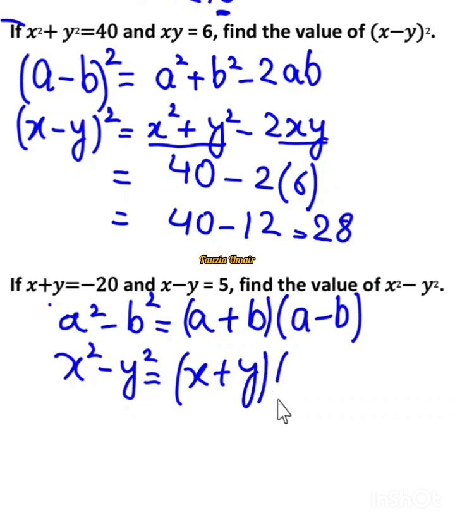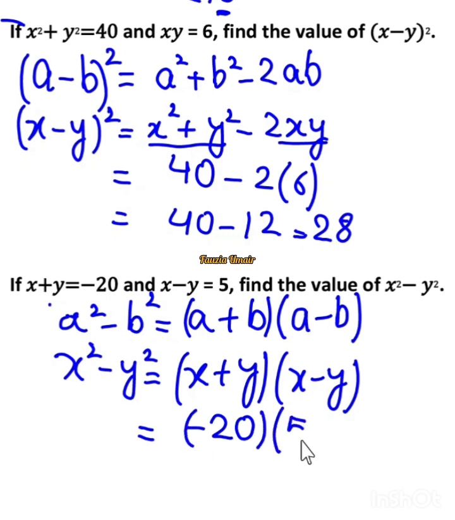So now out of these three unknown values, I know two. I know what is x plus y. I know what is x minus y. So I can easily find out x square minus y square. So put the values. x plus y is minus 20 and x minus y is 5. So you need to be very careful of the sign. This step is basically where the two integers are multiplied together. So minus is multiplied with the plus sign, so the answer would be minus 20 into 5, which is 100. So x square minus y square is minus 100. So this is your answer.